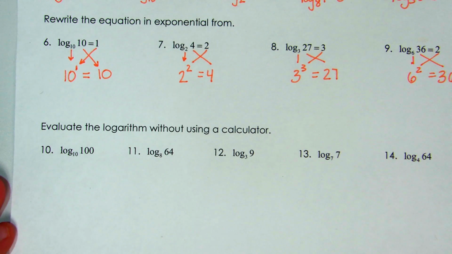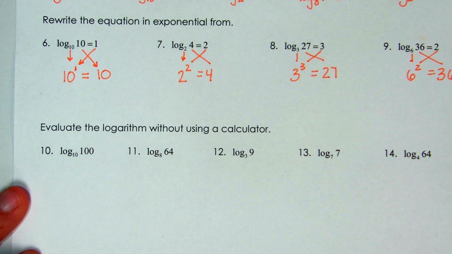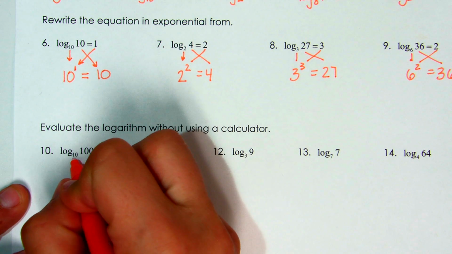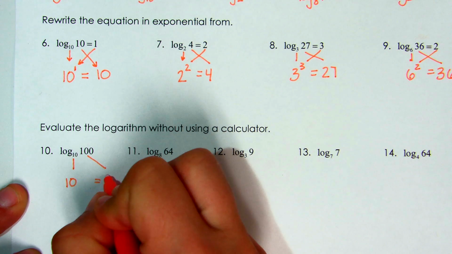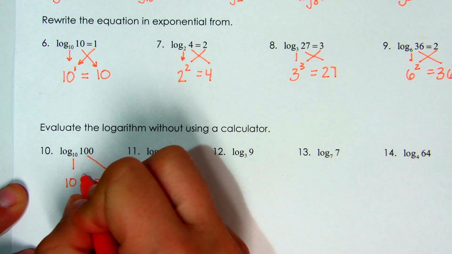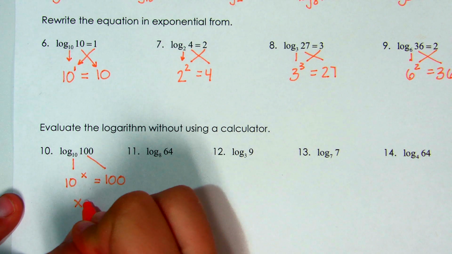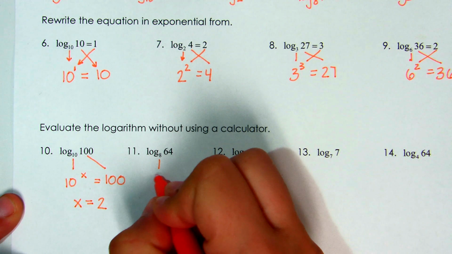Now I'm evaluating without using a calculator. I find the easiest way to do this is to write it as an exponential, and it helps me figure out the answer. So the 10 comes straight down. The 100 becomes my answer. So I'm missing the exponent. 10 to what power is 100? That power is 2. So my 8 comes straight down.